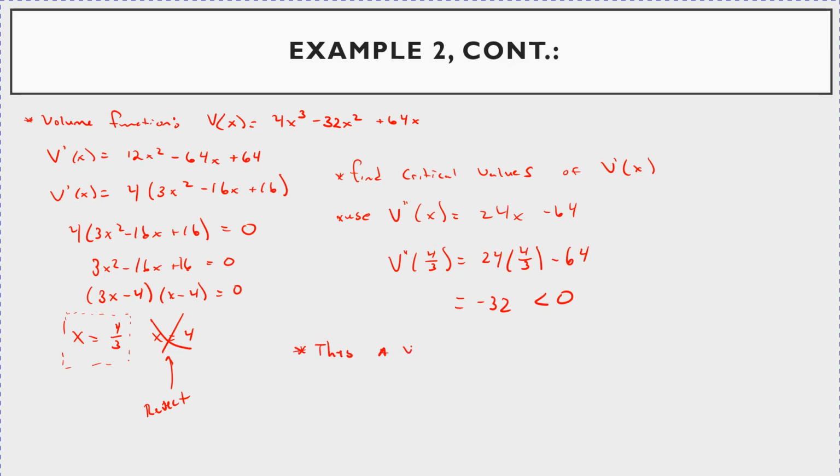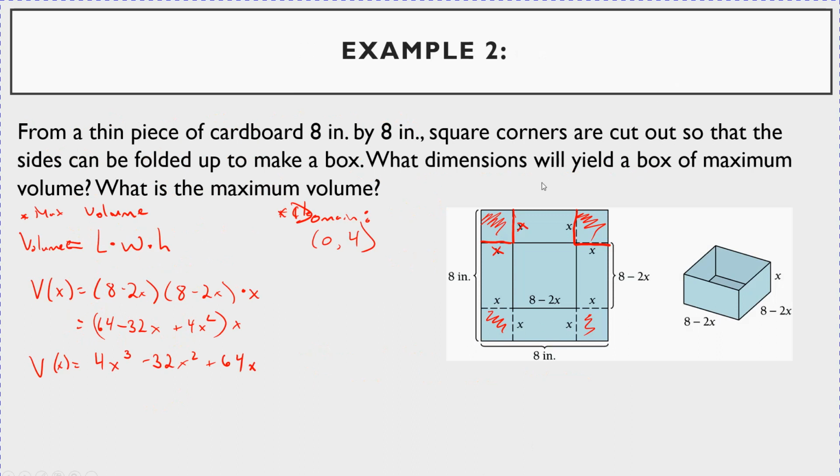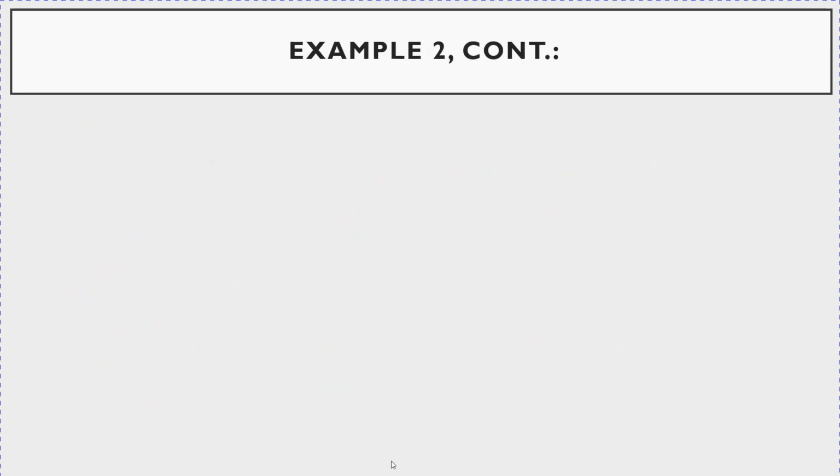So thus a value of x equal to 4/3 inches produces the max value. We've got the dimensions now. You can plug in 4/3 here and get the length and width, but let's find what the max volume is.